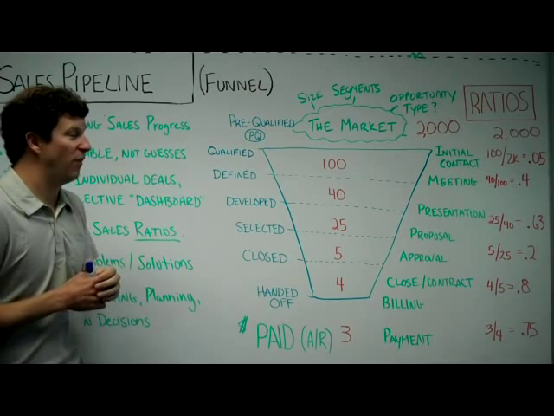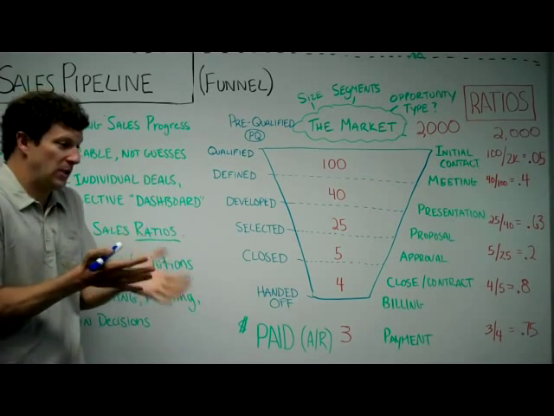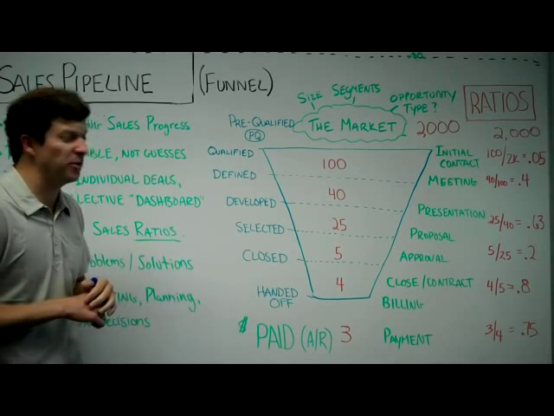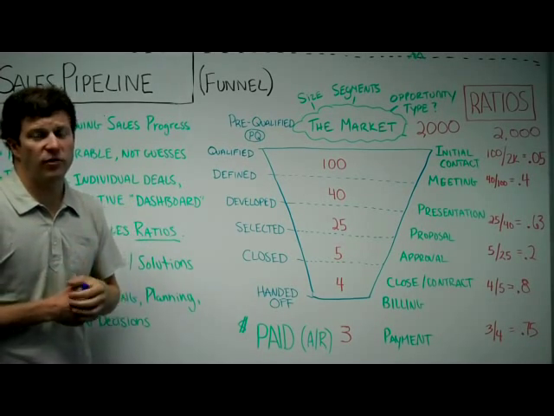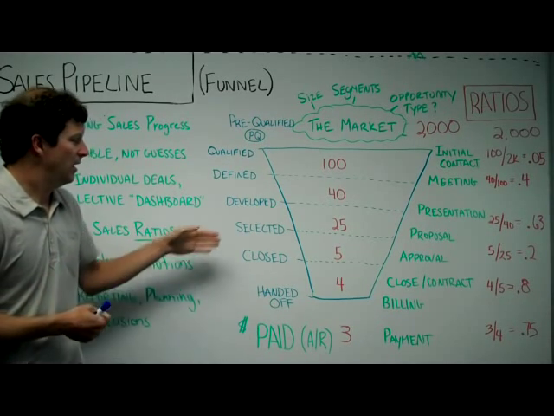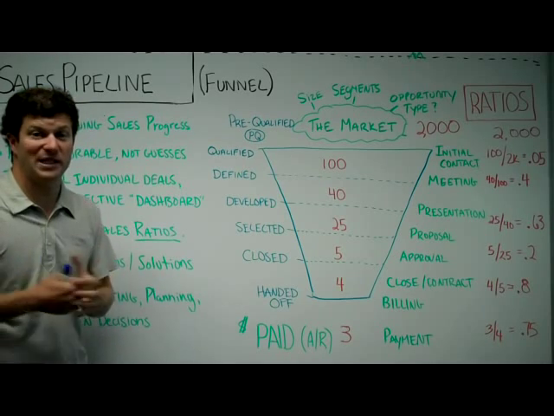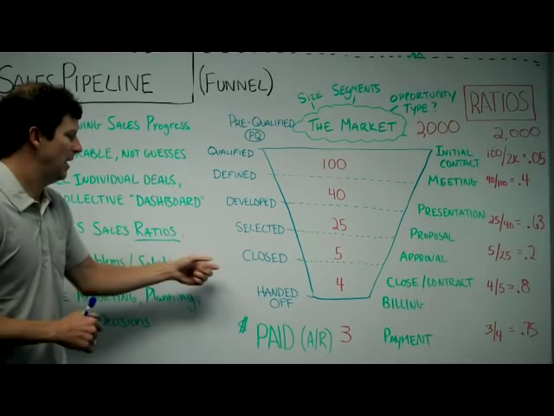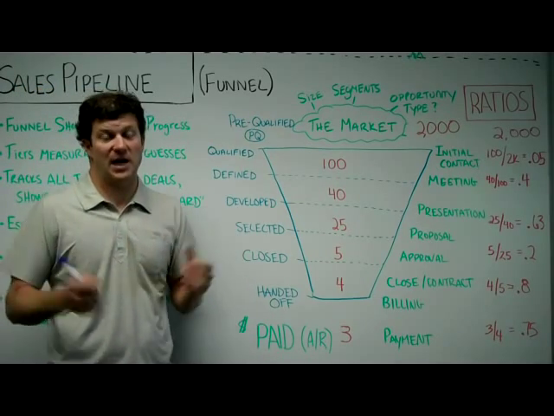Below that would be defined, meaning now I know exactly what they want, what product they want over what period of time. Developed might mean you've talked to everyone in the company, you've done presentations, you know all the key decision makers. Selected means they've moved toward a decision and they've verbally told you, hey, this is what we want to do. It's by no means the end. And then closed means you've signed a contract.